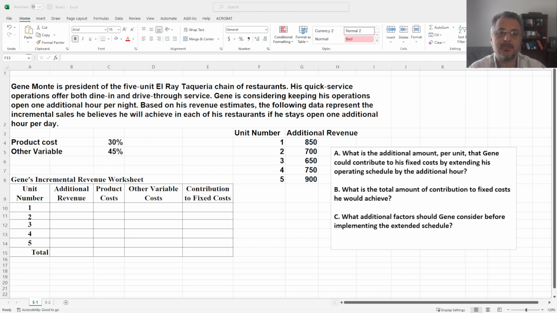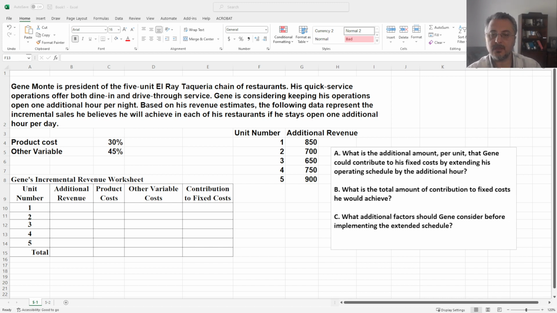First question is, Gene is the president of a 5-unit restaurant. His quick service operations offer both dine-in and drive-through service. Gene is considering keeping his operations open an additional hour per night. Based on his revenue estimates, the following data represents the incremental sales he believes he will achieve in each of his restaurants if he stays open an additional hour per day.